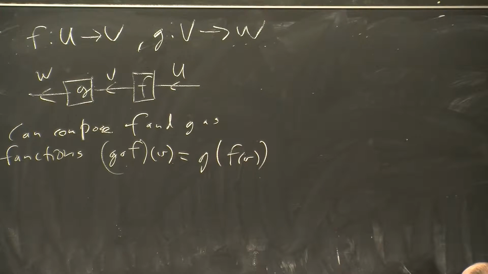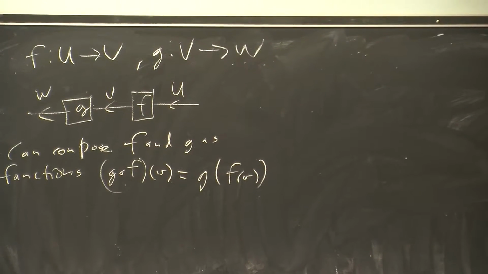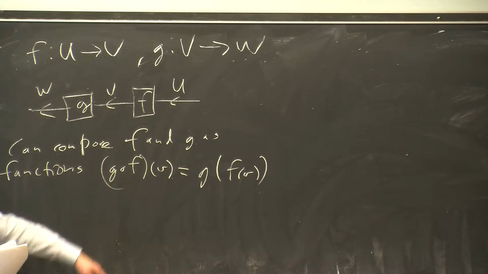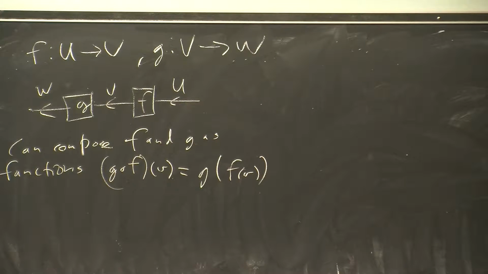Now, can we compose f and g as linear transformations? What should we mean by that? Or what do I have to check about this thing in order for it to be a sensible definition of composition of linear transformations?